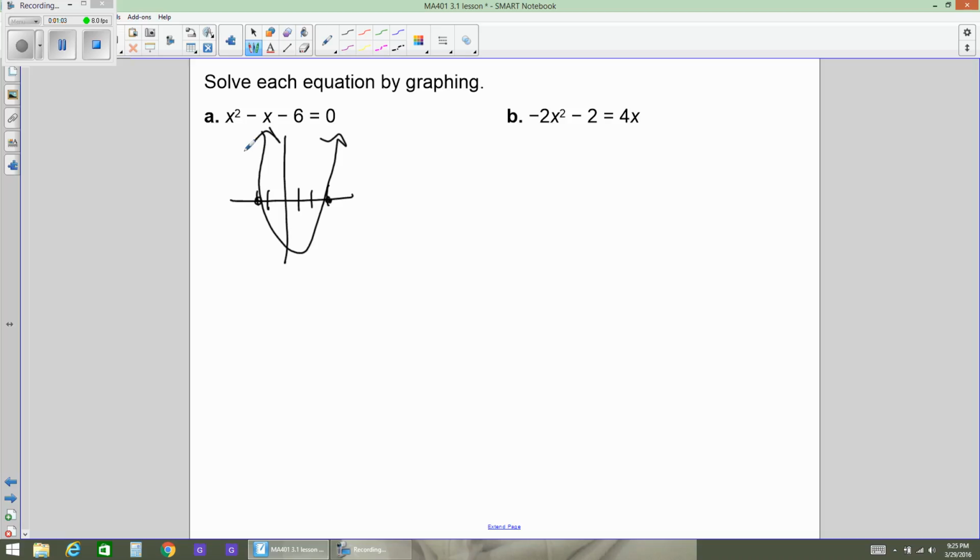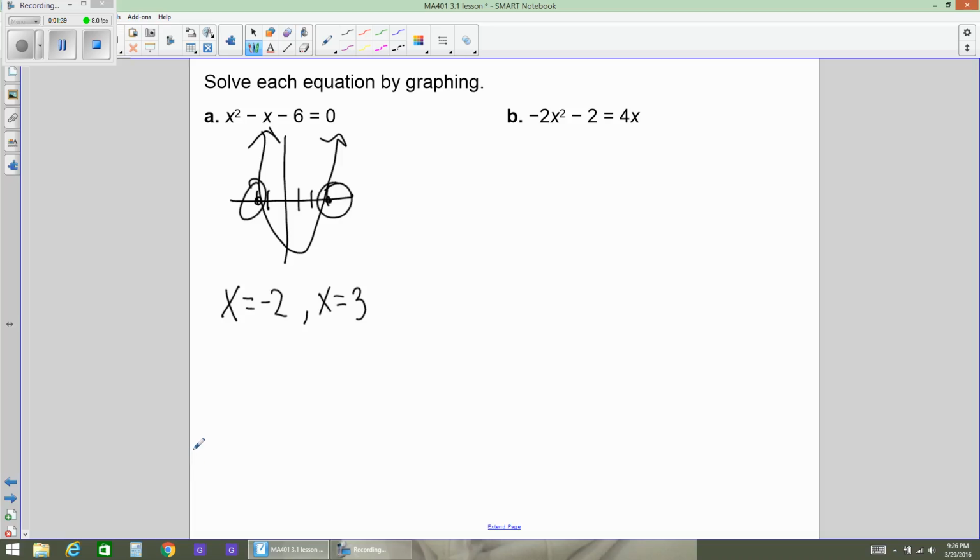Now, the vertex isn't even the important part here. When we were in our unit on graphing parabolas, we said over and over again, find the vertex, find the vertex, find the vertex. But it's actually that intercept form with the p's and q's we care about, because we care about where it's crossing here. And it is crossing at x equals -2 and at x equals 3. And so those are our solutions, and we're done with that one.